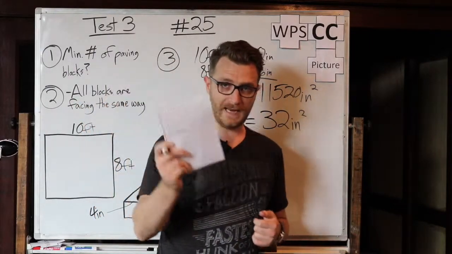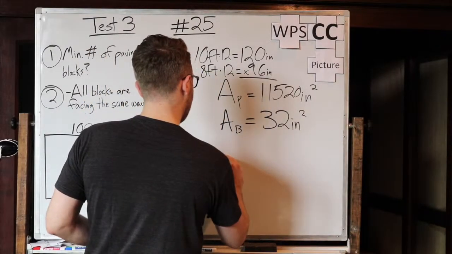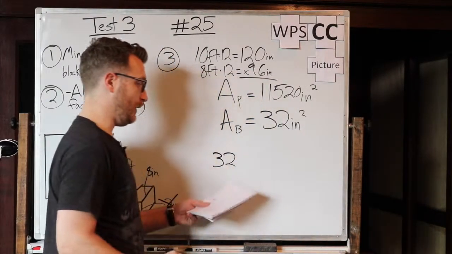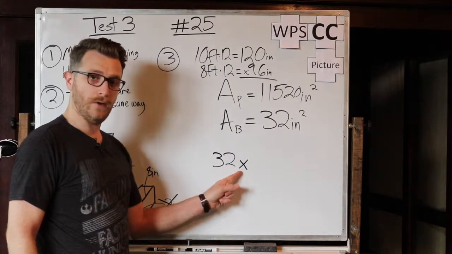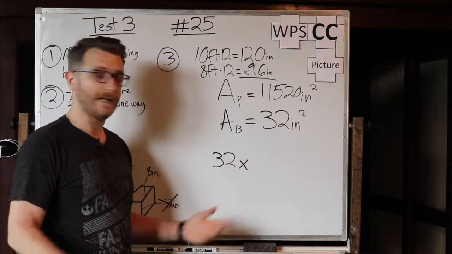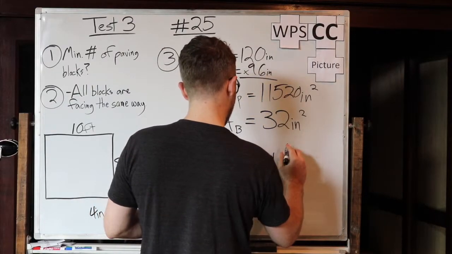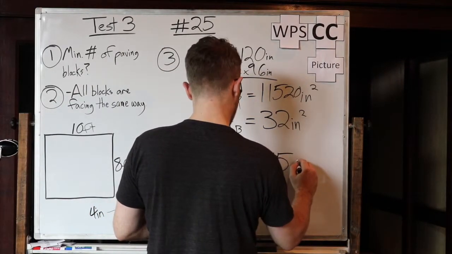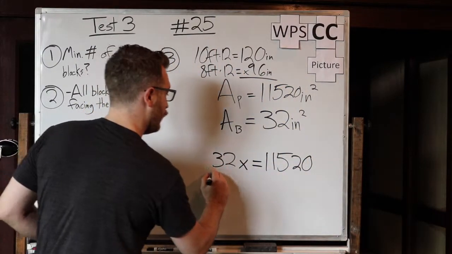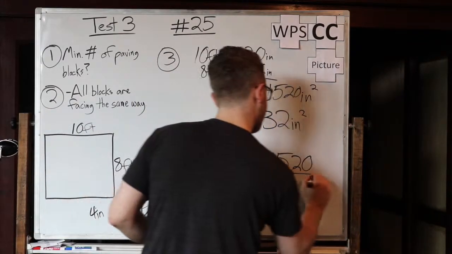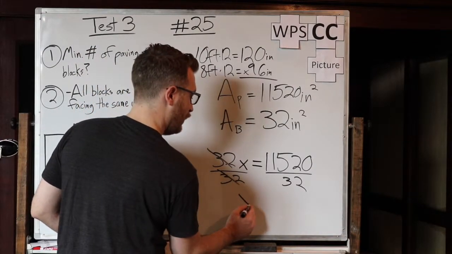That is the question being asked in step 1. So I'm going to set up an algebraic equation. I know that each block is 32 inches squared. I don't know how many I need. So since that's the thing I don't know, I'm going to let that be represented by the variable x. But I know that I have this many square inches to cover: 11,520. To solve for x here, I'm going to divide both sides by 32. This side is pretty easy. The 32's just disappear. We're left with x.